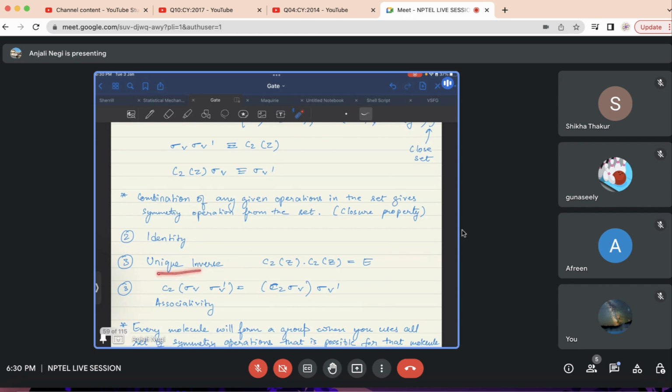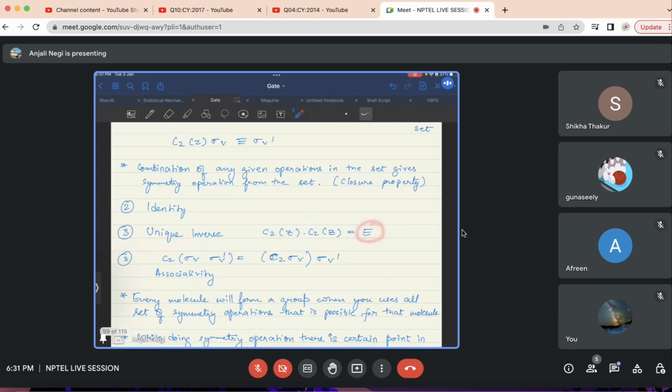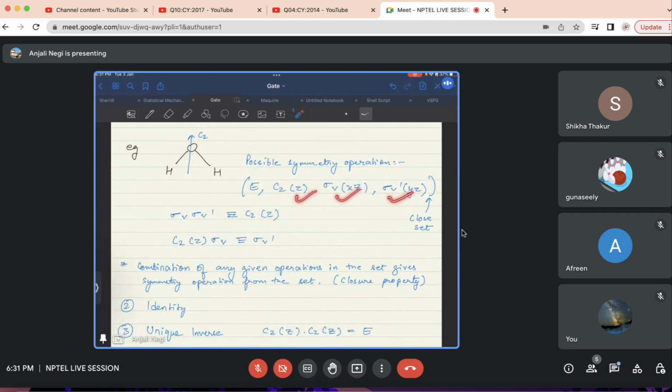And the third one is the unique inverse. So there must be one inverse which should be unique for every operation. So for example, if you apply the C2 symmetry operation and then you again apply the C2 symmetry operation, you will get the identity E. You can just look at the molecule, apply C2, so this will reflect here, okay, and this will reflect here. And again, if you apply C2, then it will get back to the same configuration, giving me the operation like identity. And you can check this for every operation that you have written down in the given set.